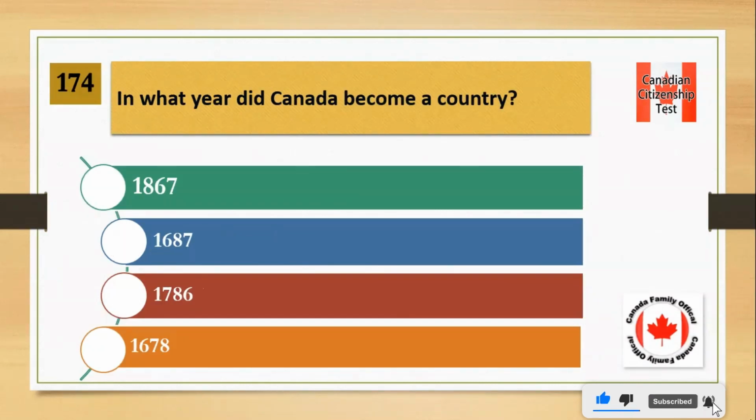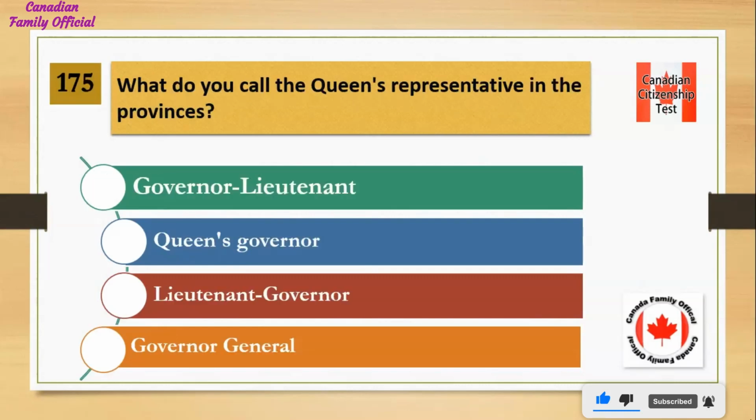In what year did Canada become a country? Number 1, 1867. Number 2, 1687. Number 3, 1786. Number 4, 1678. And the answer is 1867.